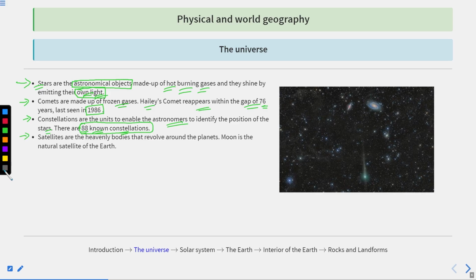Now, what do you mean by satellites? Whenever the term satellites comes to our mind, we often start thinking about Aryabhata, INSAT-10 and all. Those were also satellites. But in the natural sense, we can say satellites are heavenly bodies. Heavenly means space bodies that usually revolve around the planets.